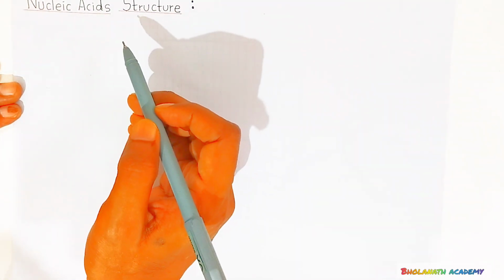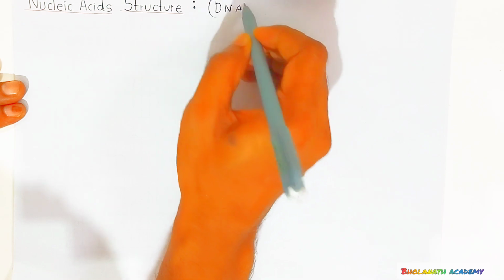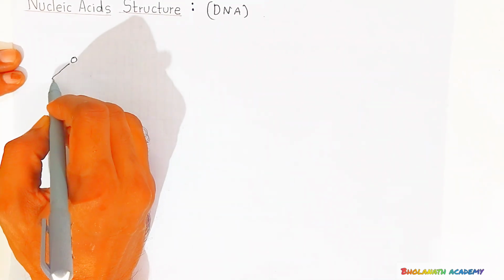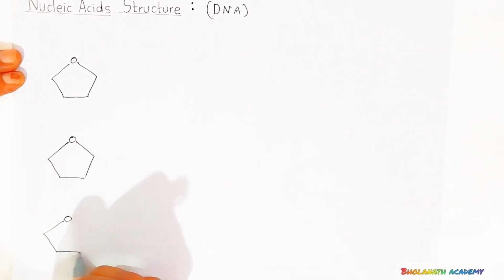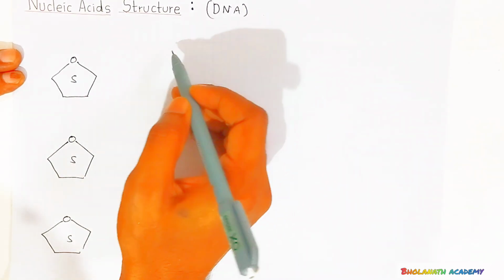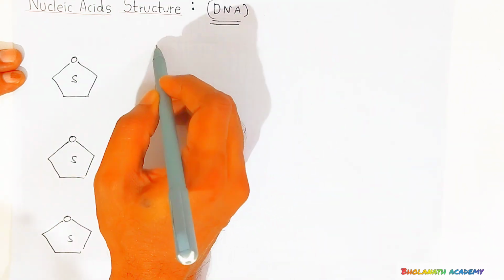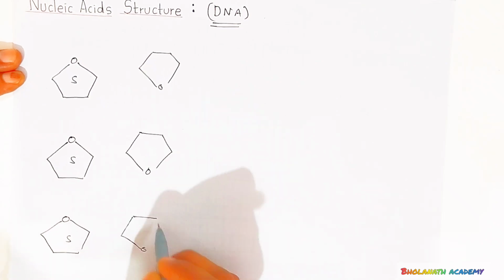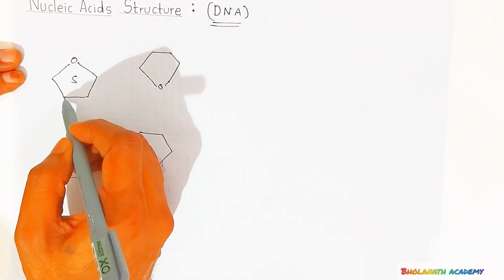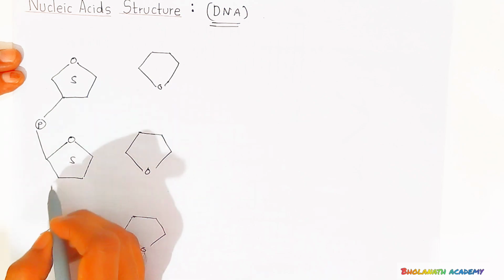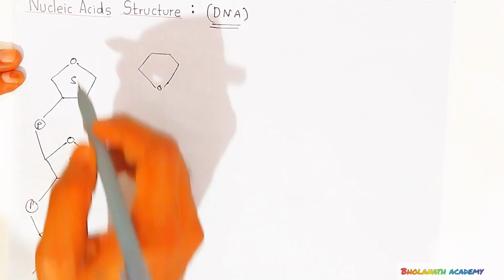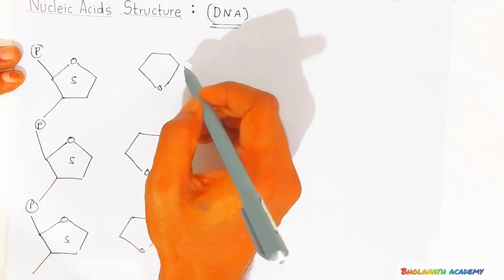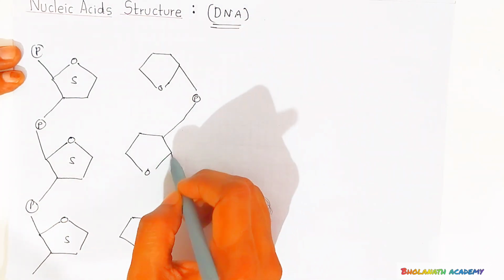Nucleic acid, students, if you want to draw the structure of DNA, here the sugar I have drawn like this. This is the sugar molecule, students. Because DNA is a double helix structure, you can draw another strand of sugar like this. Now these two sugars are joined with a phosphate group. These sugars are joined with phosphate.